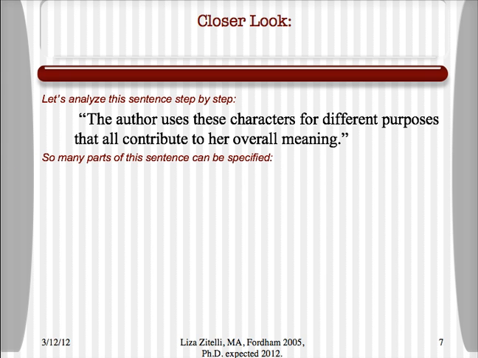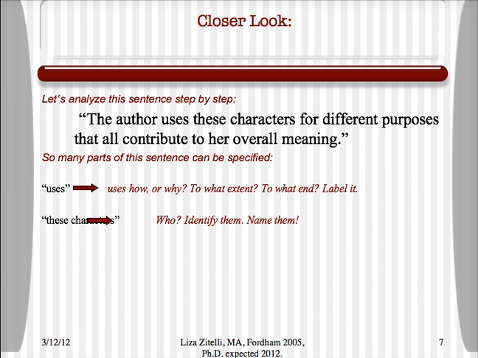"The author uses these characters for different purposes that all contribute to her overall meaning." So many parts of this sentence could be specified. Uses. Uses how or why, to what extent, to what end. Label it. These characters. Who? Identify them. Name them.